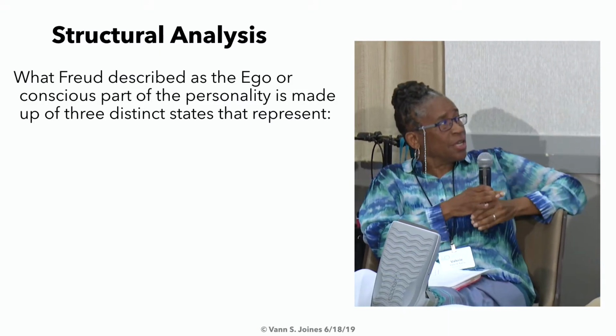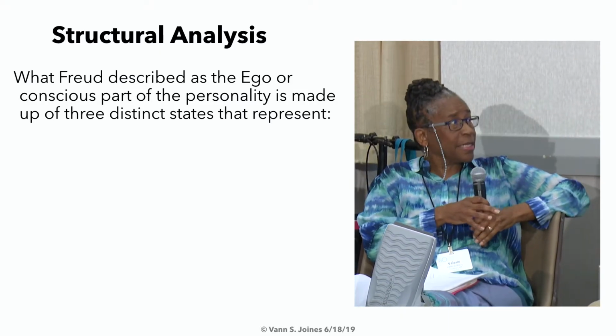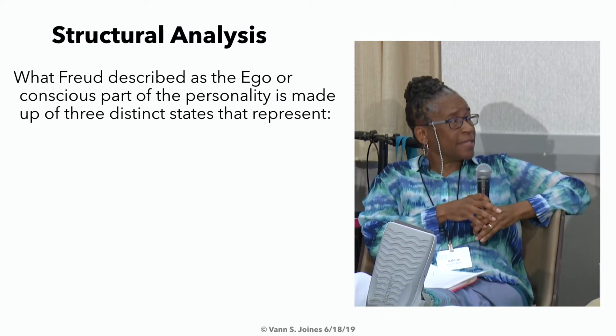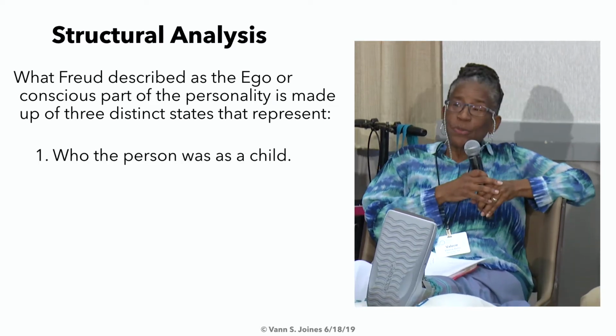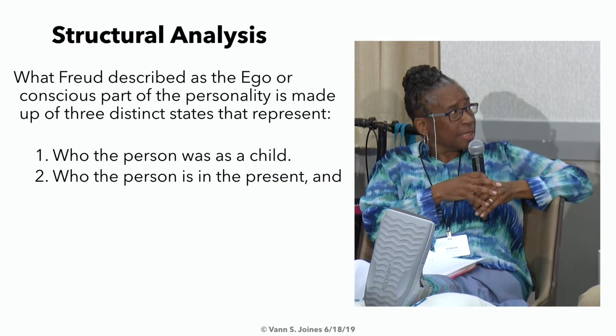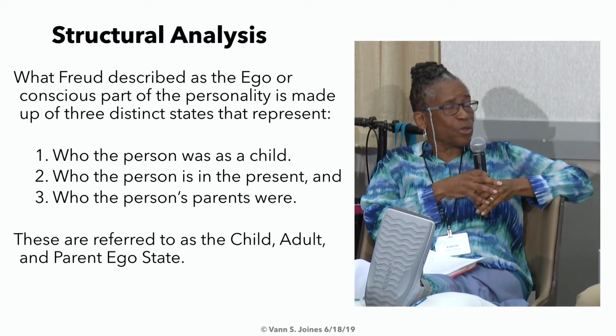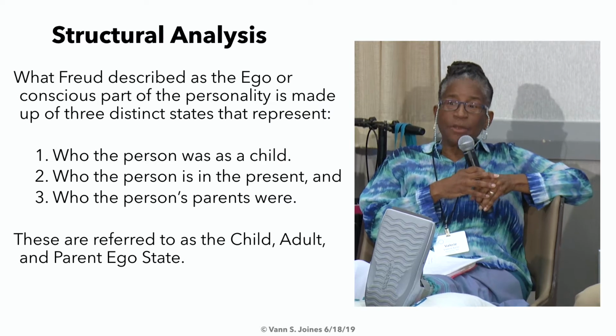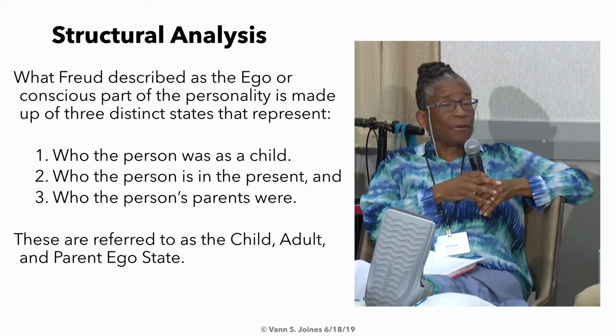Freud described the ego, or conscious part of the personality, as made up of three distinct states that represent who the person was as a child, that's the child ego state, who the person is in the present, and who the person's parents were. So that's another way to think about the model.